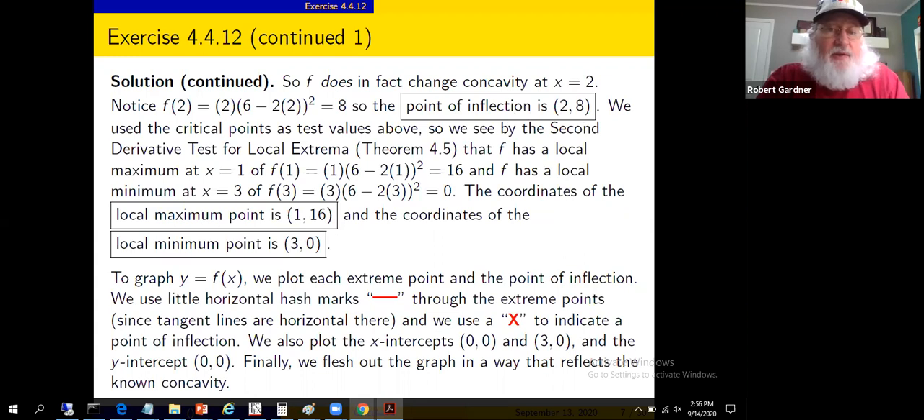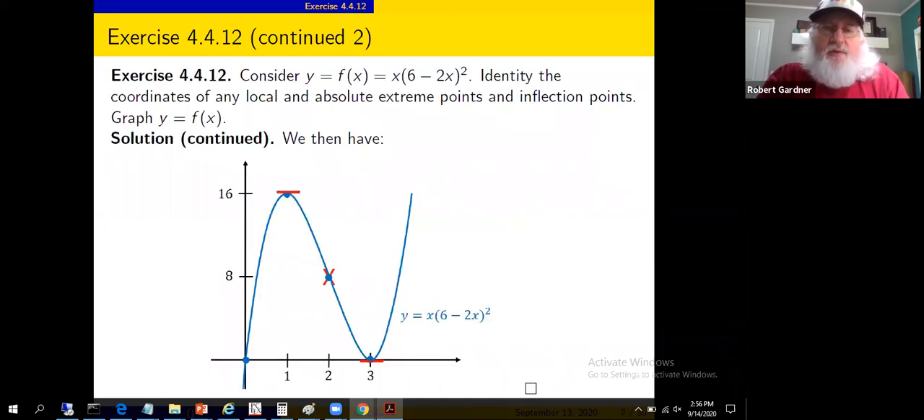respecting concavity. It was concave down on the left and concave up on the right. And all this information's in the notes.